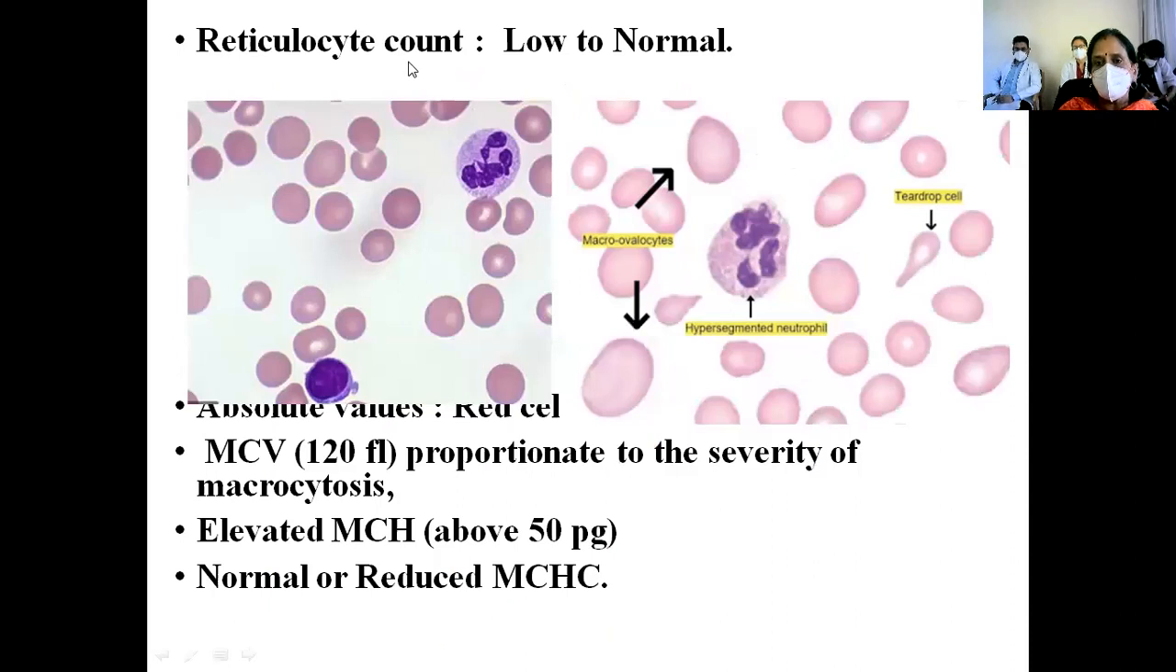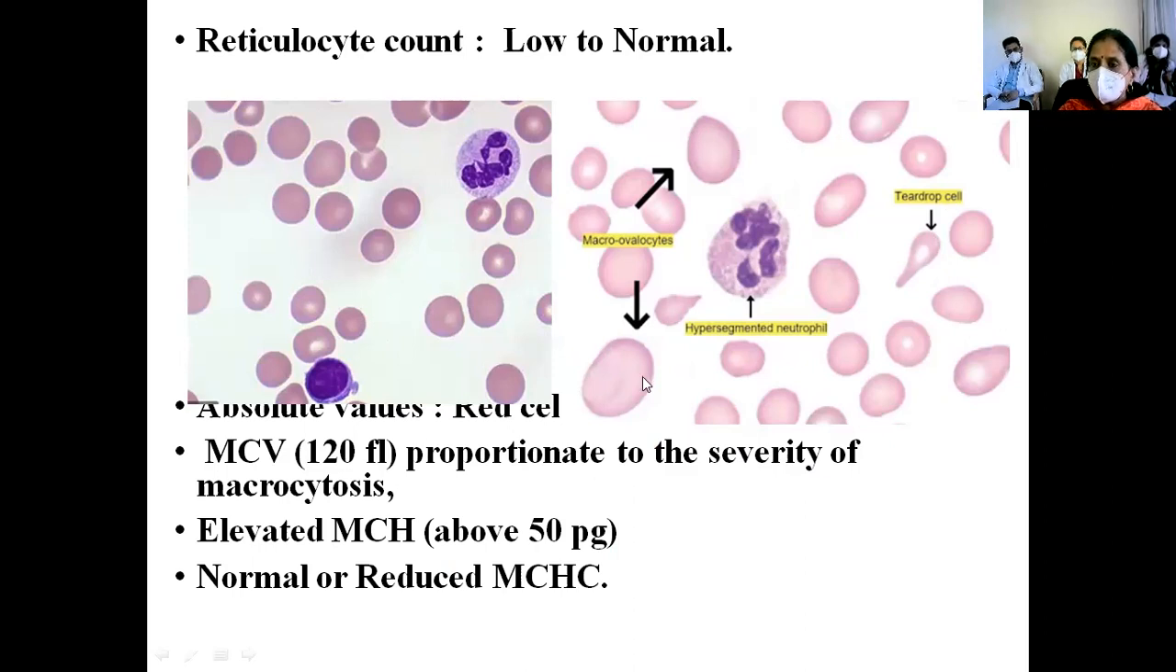So next is reticulocyte count. Here it could be low or normal. So we're talking about all the findings in macrocytic anemia. Just summarize that. You can see this very nice oval macrocyte. It is oval, hypersegmented neutrophil. This teardrop would be there, but it is more seen in iron deficiency. See the ovalocytes, the large RBCs that are there.